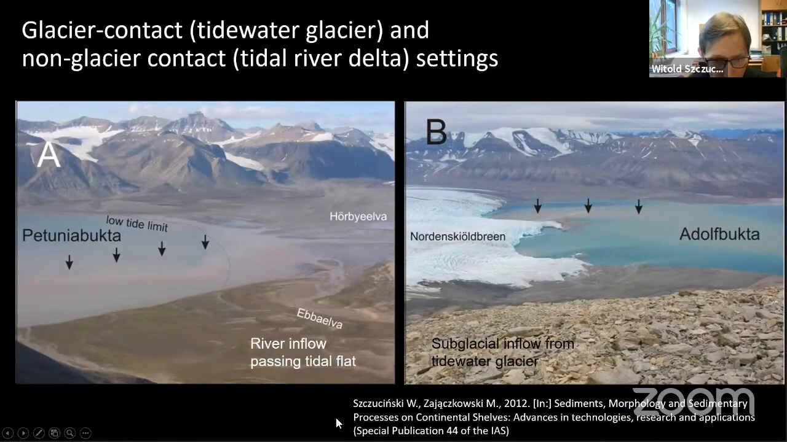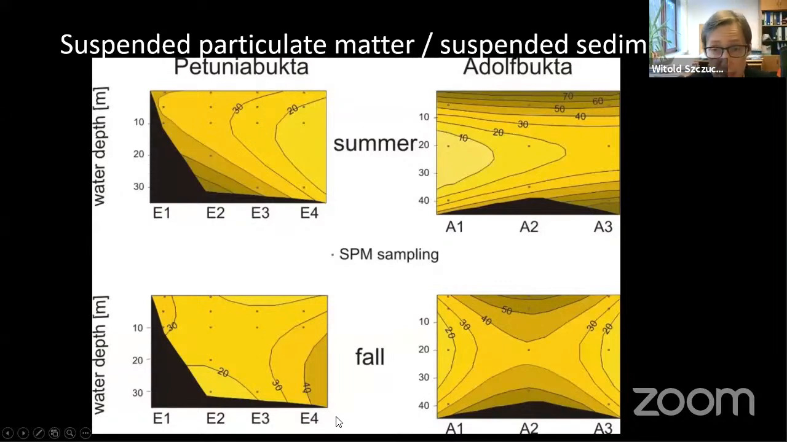And already a couple of years ago, we investigated it in terms of suspended particulate matter, or suspended sediment, if you prefer, and how it changes with the seasons in front of a delta and in front of a tidewater glacier. You may see the summer situation. In front of a glacier we've got a relatively thick, up to 10 meters thick, brackish layer of water, which is enriched in suspended sediment, which is transported far away from the glacier. In the case of a river delta, there is also a kind of plume and enrichment in suspended sediment in the near surface waters.